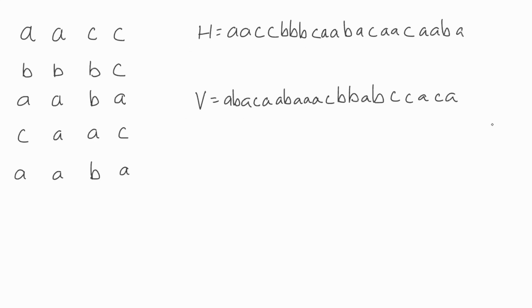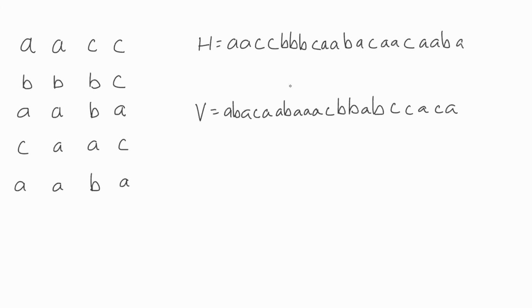Okay, so now we have our two strings representing both the horizontal order as well as the vertical order. Now we want to apply one of these string matching algorithms to these strings. I'm going to use the Z function here. I'm not going to go into exactly how it works, but basically we're going to match a prefix of the string to this string and see where it matches up.